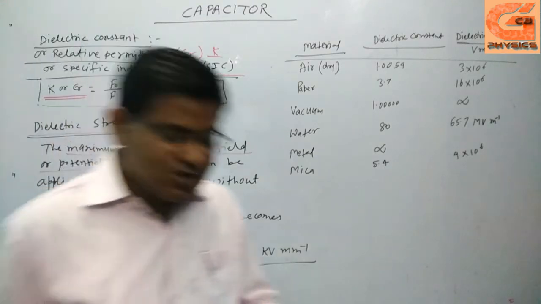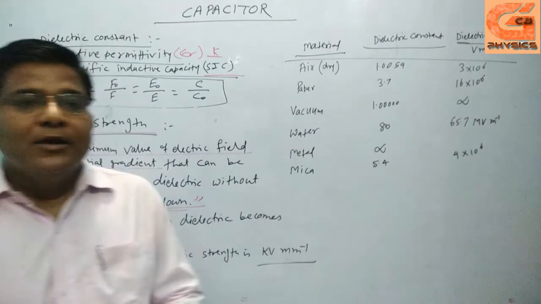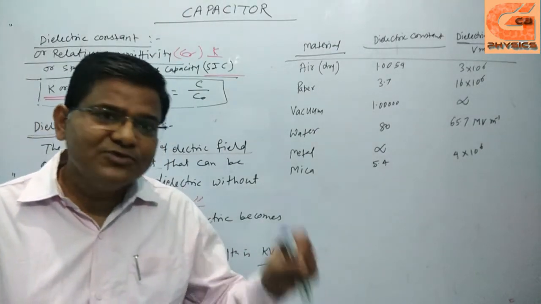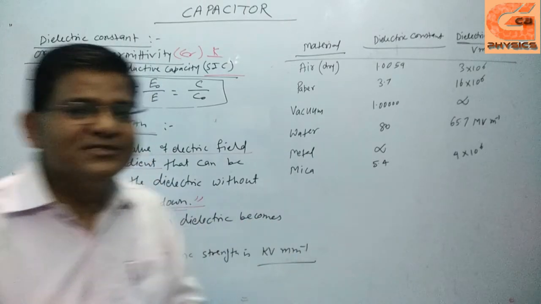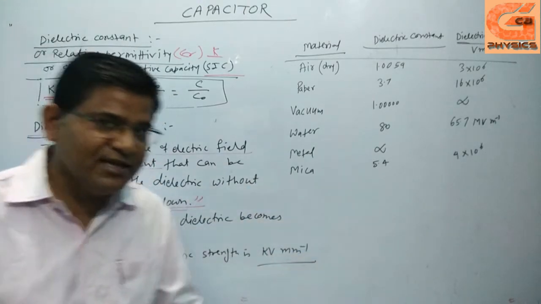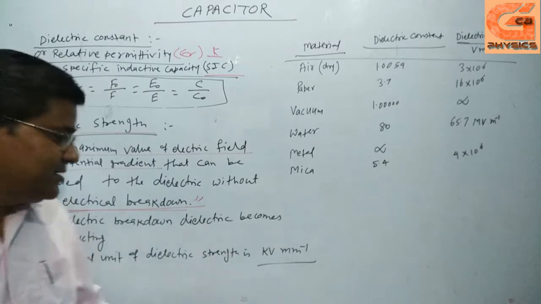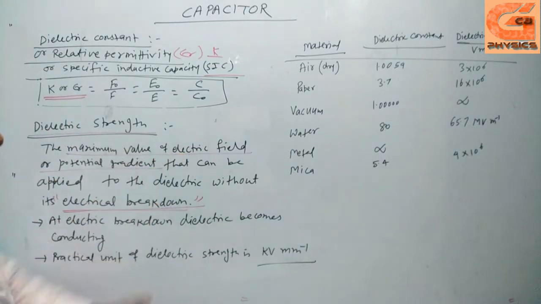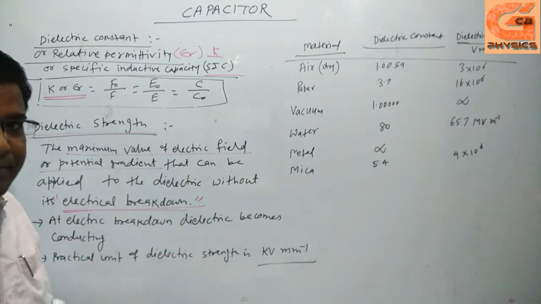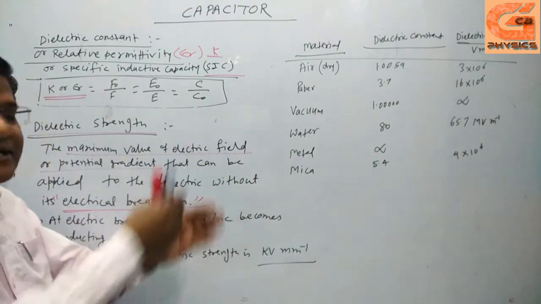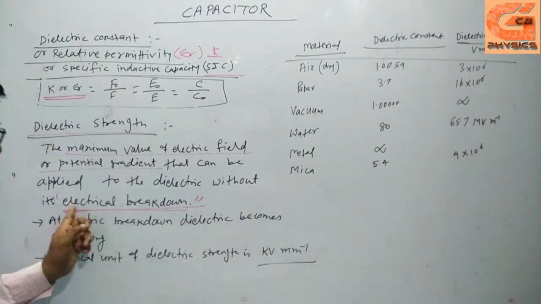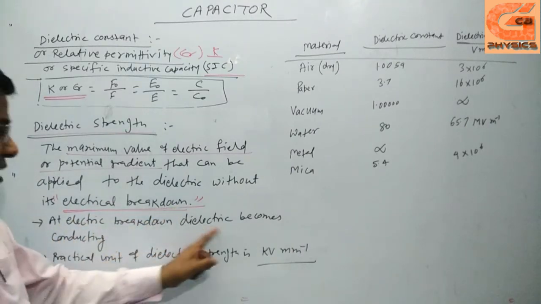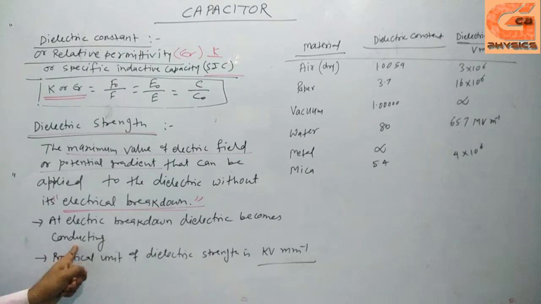मैं पहले भी कह चुका हूं कि कोई भी इंसुलेटर तब तक इंसुलेटर है जब तक उसका कोई खास पोटेंशियल डिफरेंस तक या कोई खास कंडीशन तक ही वो इंसुलेटर होता है. जैसे यहां ये कह रहा है क्या कि अगर हम इतना इलेक्ट्रिक फील्ड अप्लाई कर दे, मैक्सिमम वैल्यू अप्लाई कर दे ताकि उसमें से चार्ज फ्लो करने लगे, दैट इज कॉल्ड इलेक्ट्रिकल ब्रेकडाउन. मतलब इलेक्ट्रिकल ब्रेकडाउन पे डायलेक्ट्रिक भी कंडक्टिंग हो जाएगा.